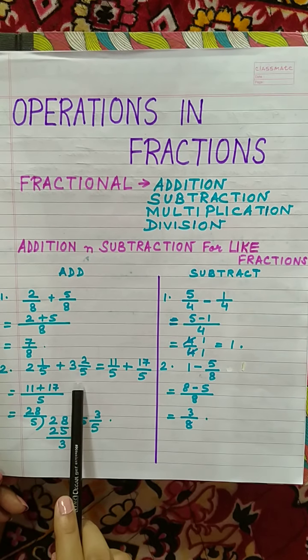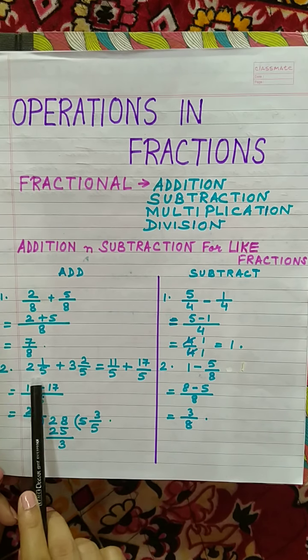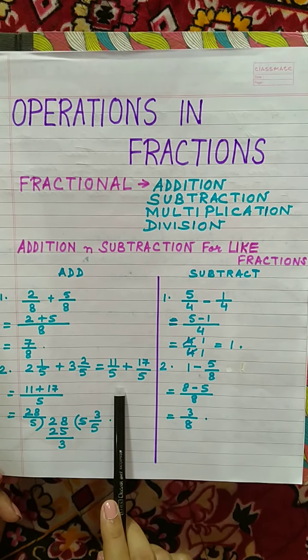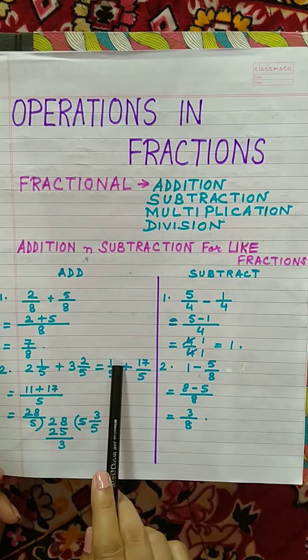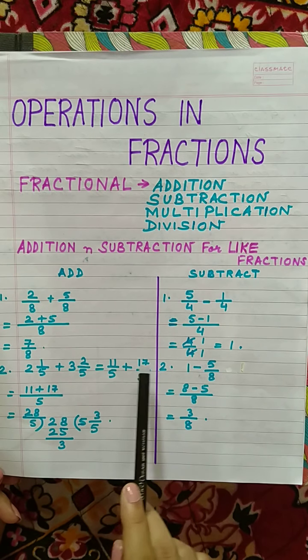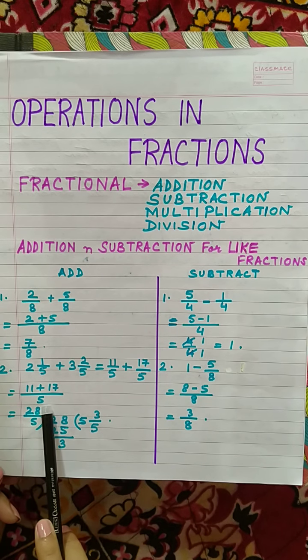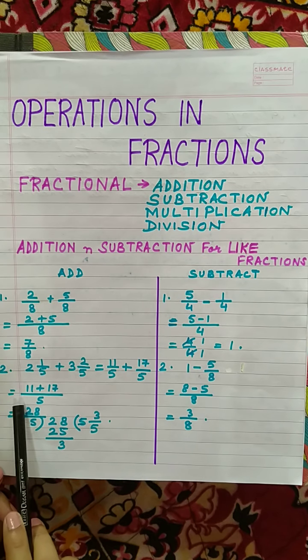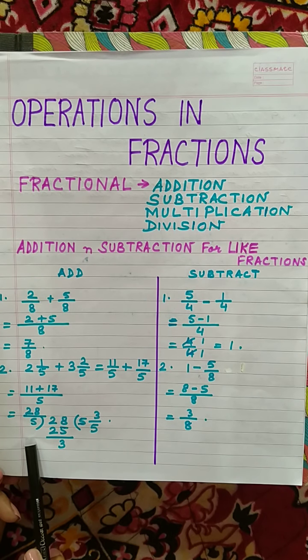In case you have mixed numbers to add, we first change the mixed numbers to improper fraction. So 2 5s are 10 plus 1, 11 by 5. 3 5s are 15 plus 2, 17 by 5. We take 5 as the common denominator and add the numerators 11 and 17. We get 28 by 5.